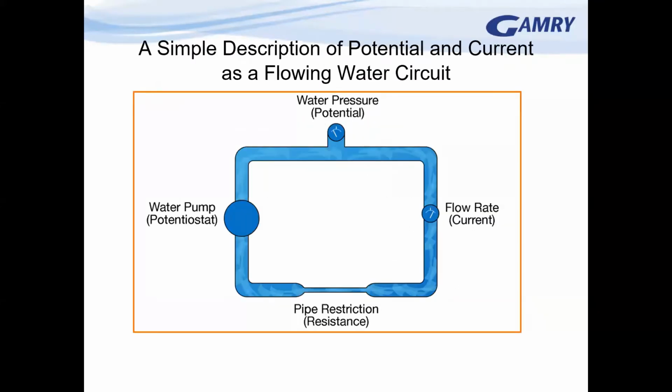An analogy to a potentiostat system is a closed loop water system where the pump is the potentiostat, the water pressure is the potential, the flow rate is the current, and the pipe restriction is a mimic of the corrosion reaction. Varying the water pressure via the pump will vary the flow rate.